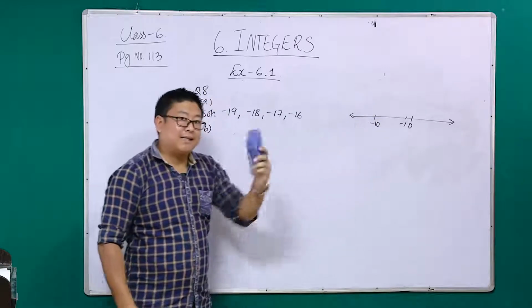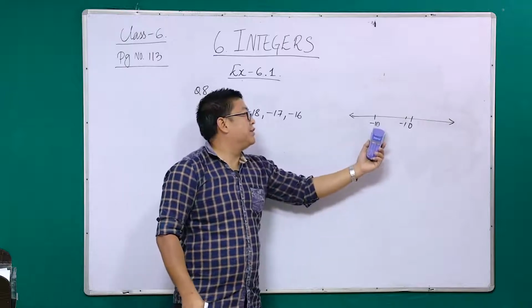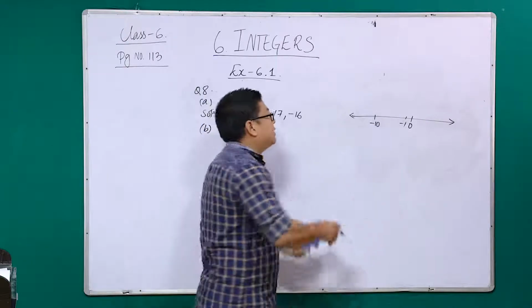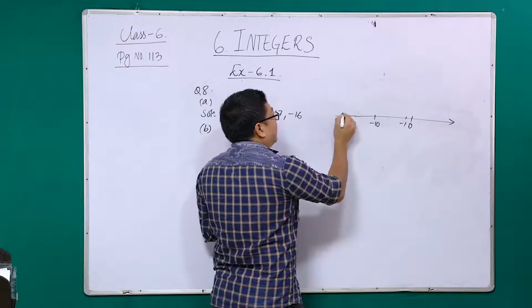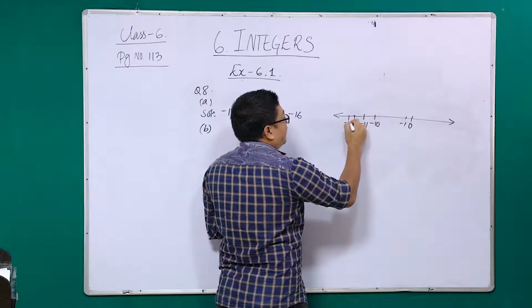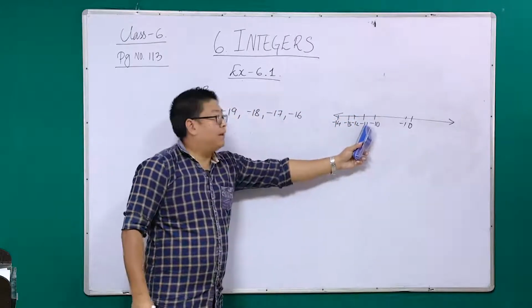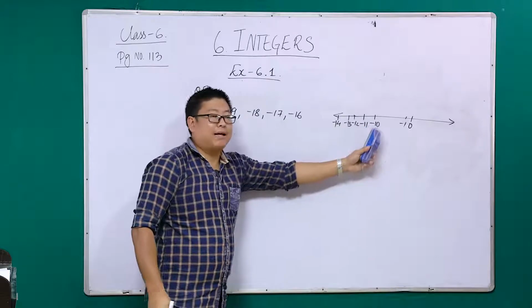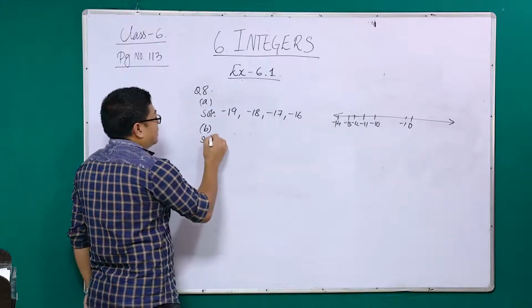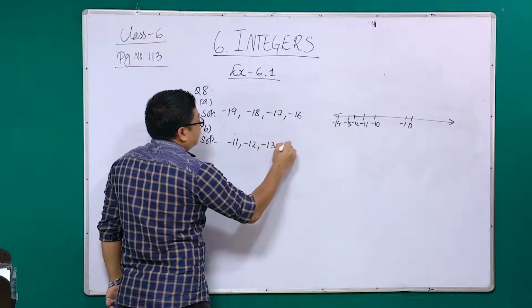10. Now, they're asking us for integers less than minus 10. Less means you have to go to the left. So the next numbers will be minus 11, minus 12, minus 13, minus 14. So 4 integers less than minus 10 can be written as minus 11, minus 12, minus 13, minus 14.